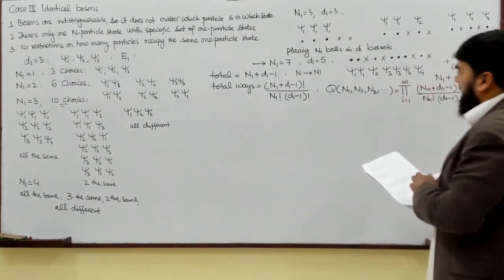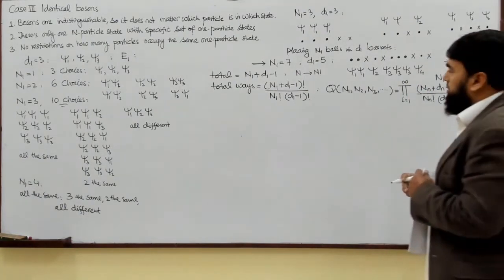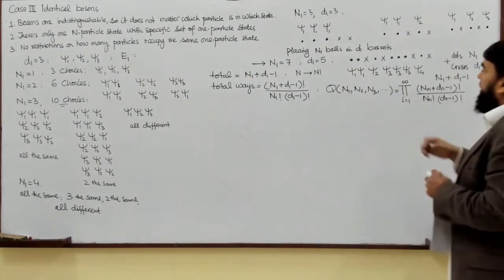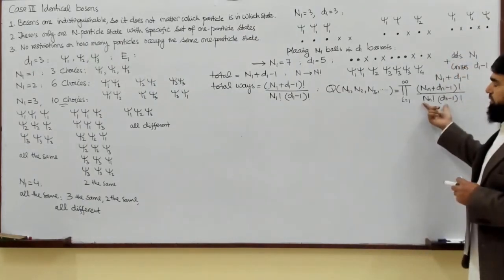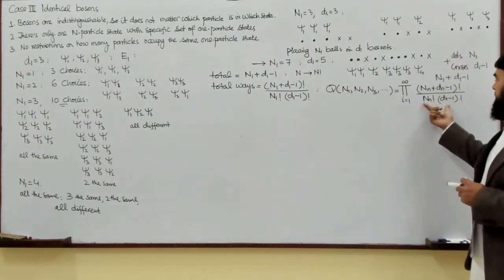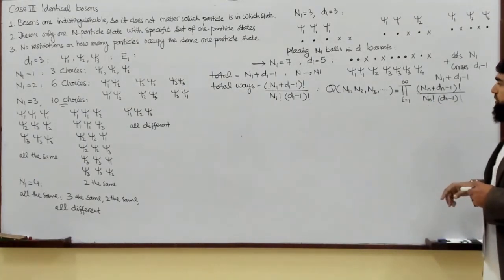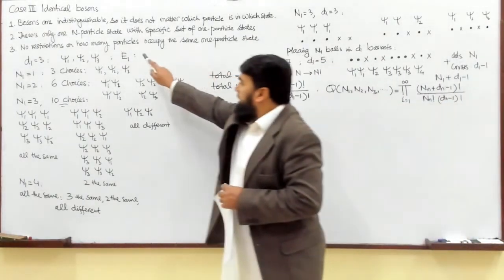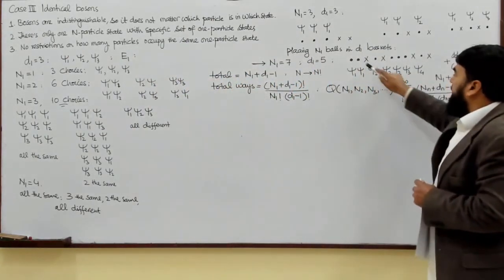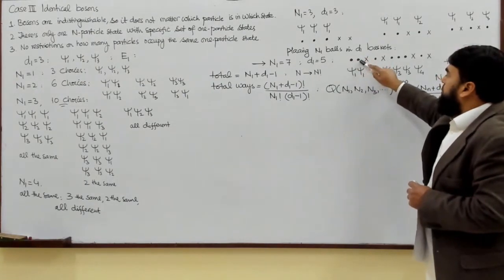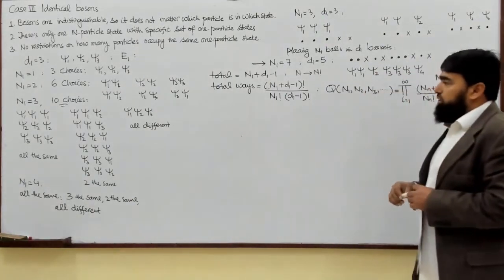So this way I can calculate the number of ways in which I can arrange the identical bosons. And of course, it is much, much larger than what I calculated for the identical fermions. And the last assumption here plays a key role: that I can put two or more than two, more than one boson in a given state. There is no restriction on that.